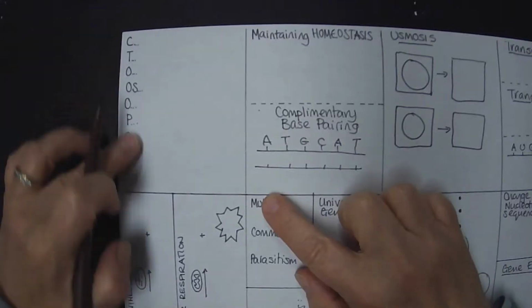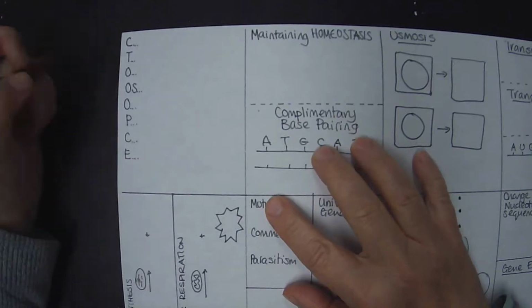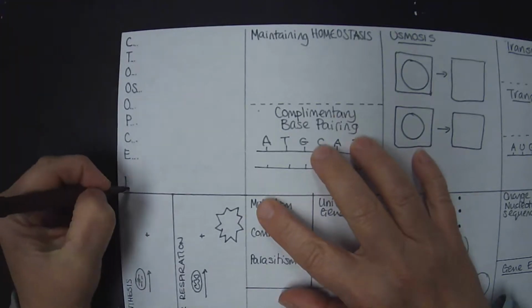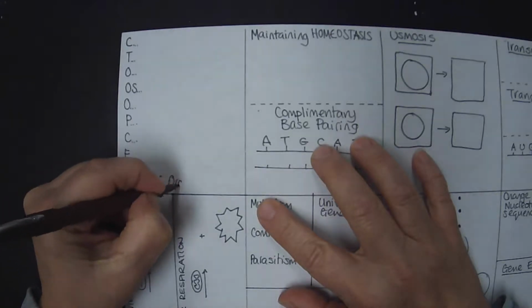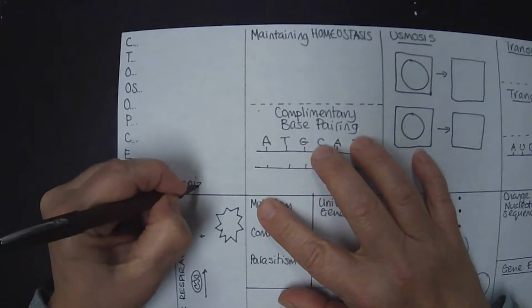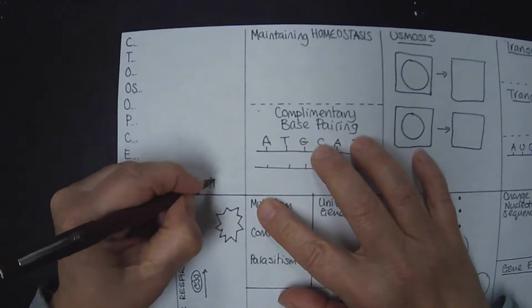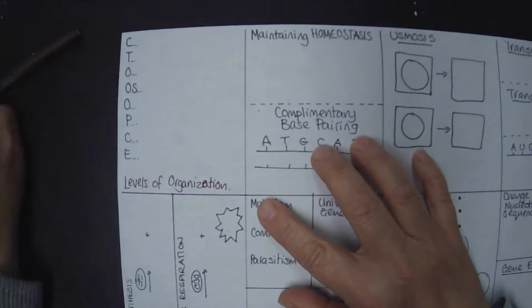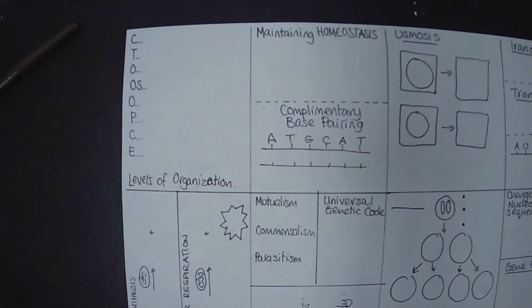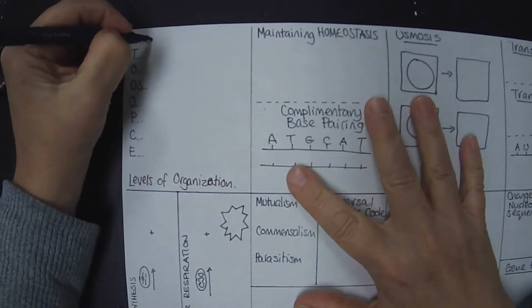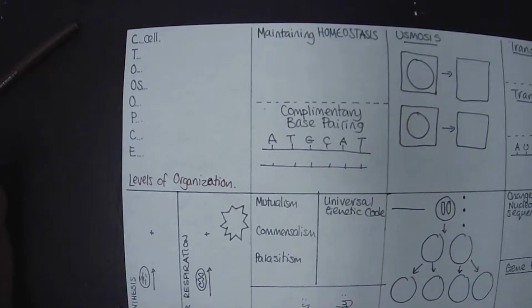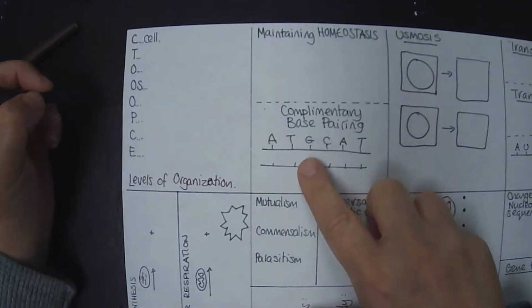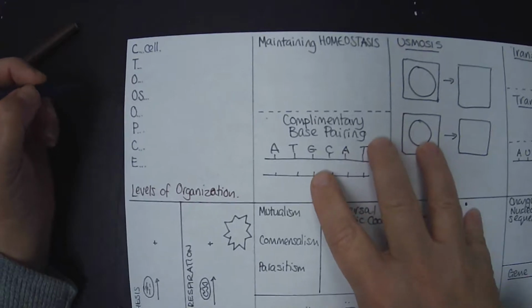Okay, so this is the first section of the review, and these are the levels of organization. You need to know these levels from the smallest through to the largest. So, first level, C, stands for cell. If you recall, the cell is the basic unit of life. All living things are made from cells, and all cells come from pre-existing cells.